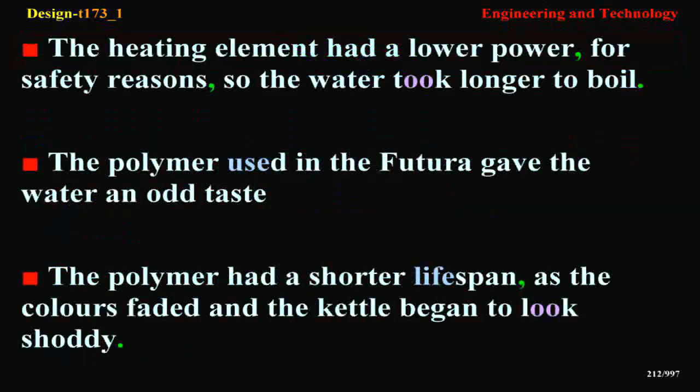The heating element had a lower power, for safety reasons, so the water took longer to boil. The polymer used in the Futura gave the water an odd taste. The polymer had a shorter lifespan, as the colors faded and the kettle began to look shabby.